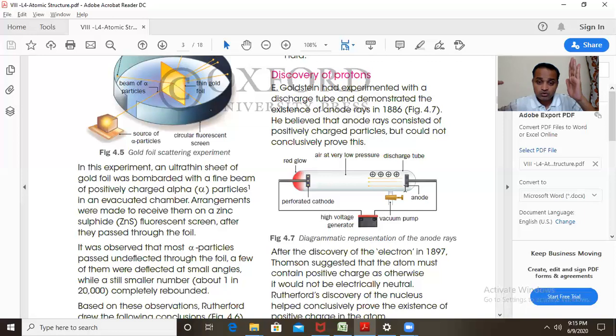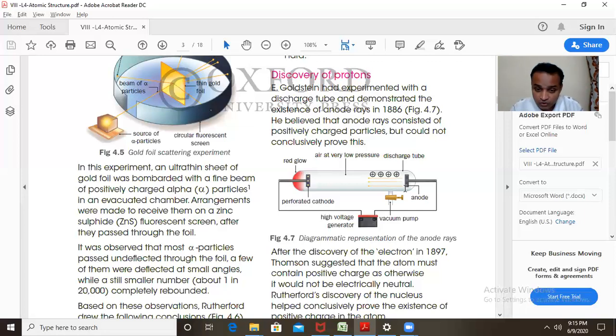So he found that the positive particles which are emerging from the anode, this is my anode moving part, okay? So these anode particles are moving in a straight line towards the cathode. Cathode is negative charge. So that means positive particles are moving towards negatively charged particles. But he could not prove it. What are these particles called? How could be the nature? He did not prove so much.